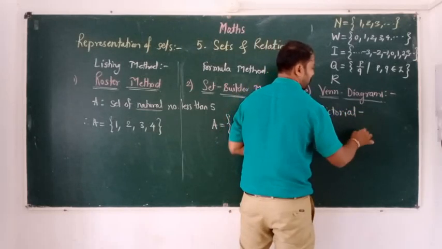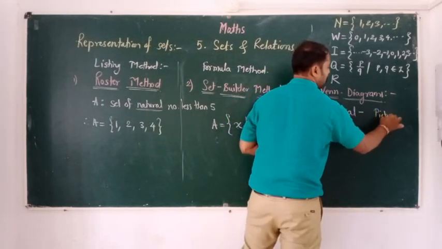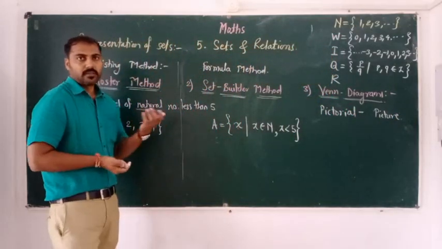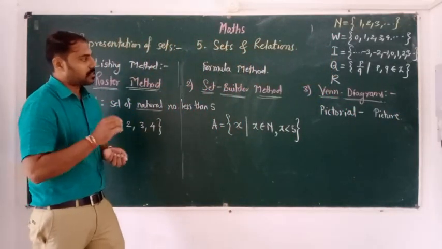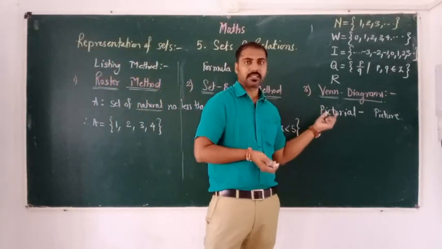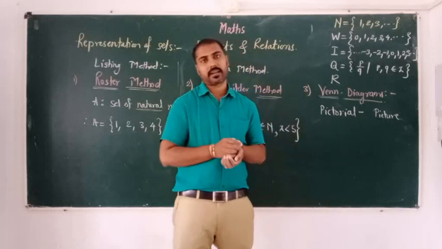Pictorial means like a picture. The pictorial representation of a set is called a Venn diagram.